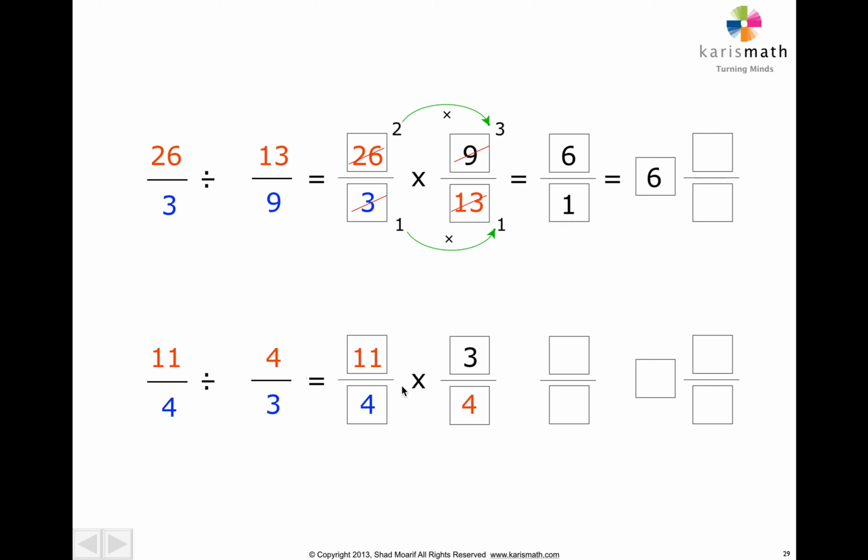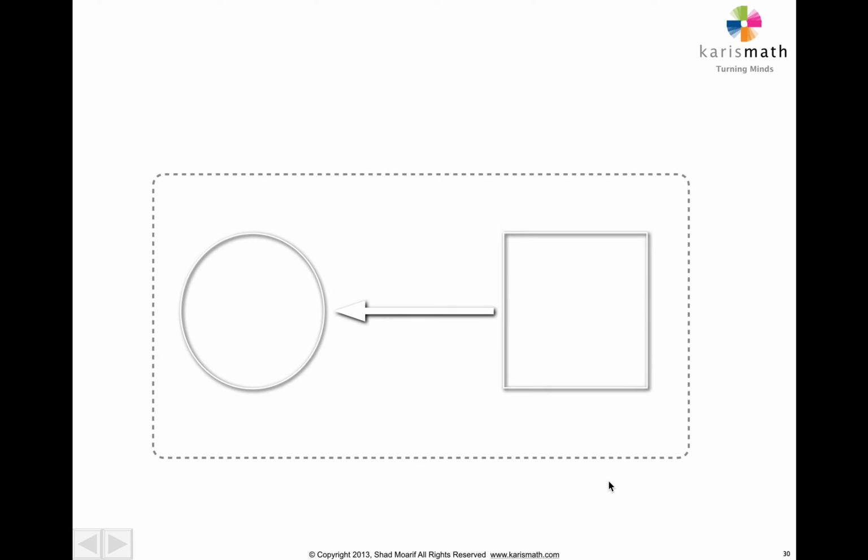And now you can reduce if you can. There's nothing that reduces, so you just multiply across. You get 33/16, which is 2 wholes and 1/16. That's it. You get the idea.